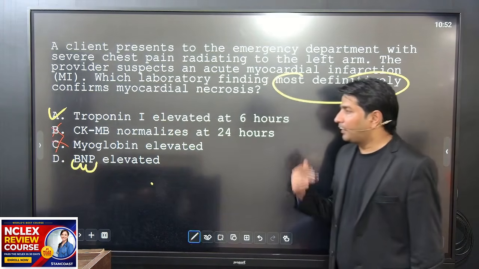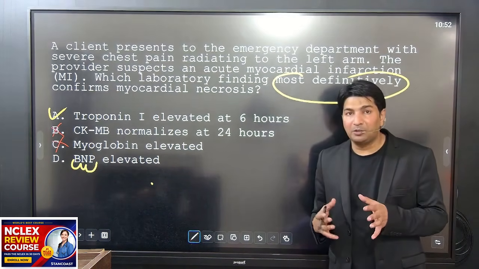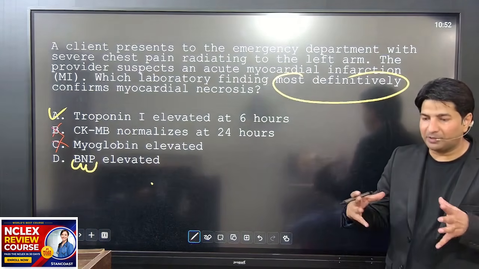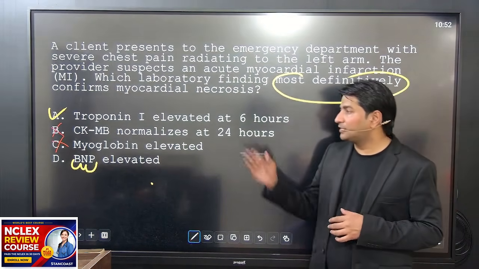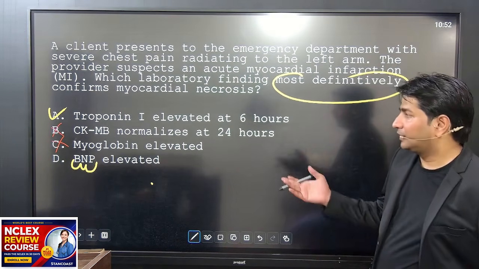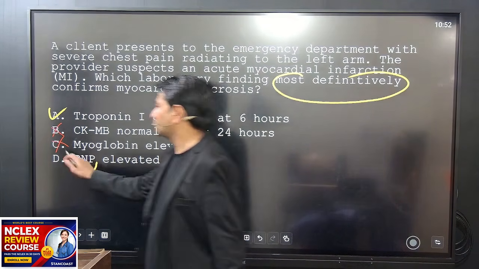It's secreted by the heart, in the heart, and this happens when the stretch in the heart increases, meaning when there's more stretch in the heart, it gets secreted. So this isn't related to heart damage, it's mostly seen in heart failure conditions. So we'll rule this out too.